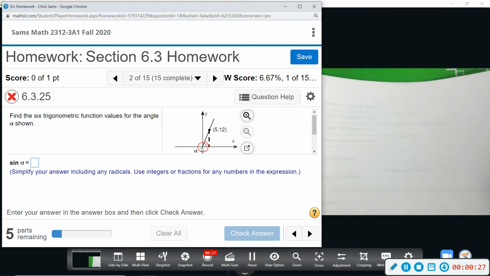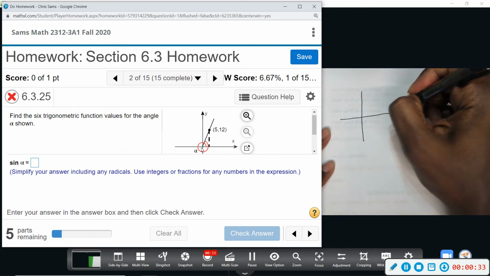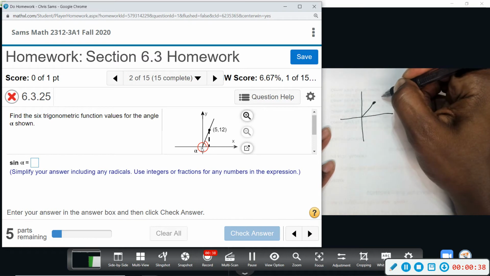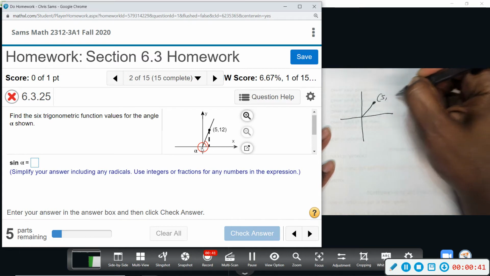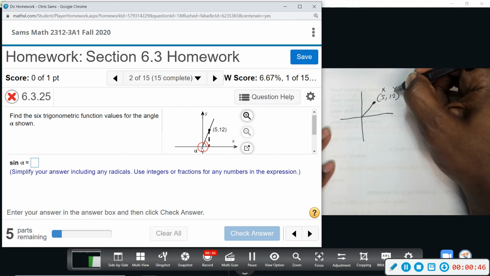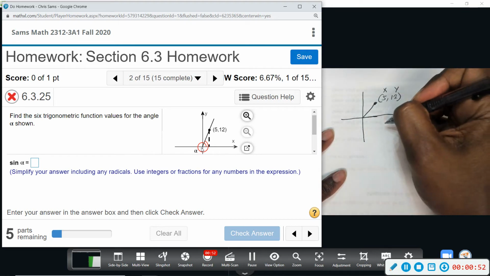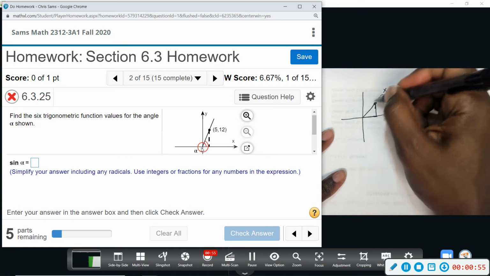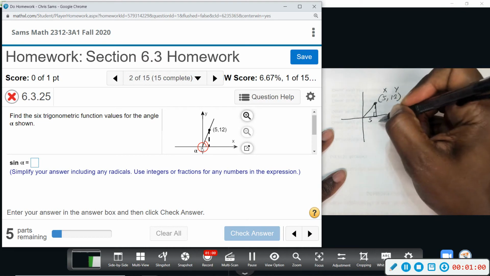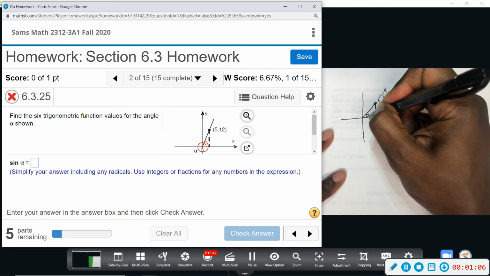Based on this angle and its orientation, you have an ordered pair. I'm just going to stop it right here. You have this ordered pair 5, 12, and you need to see this as an x value and a y value. If we go out 5 and up 12, because it's both positive, that gives us this right triangle shape. This side is 5, this side is 12, and we're going to call this angle alpha.